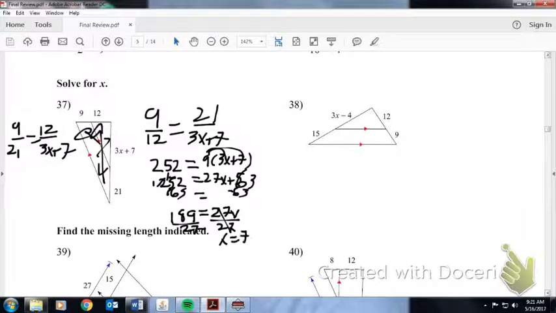And we get x equals 7. That's for you, Zach. 7's all over the place. Okay. So, we are told to solve for x. Check it out. We solved for x. We're done. Move on. 38.